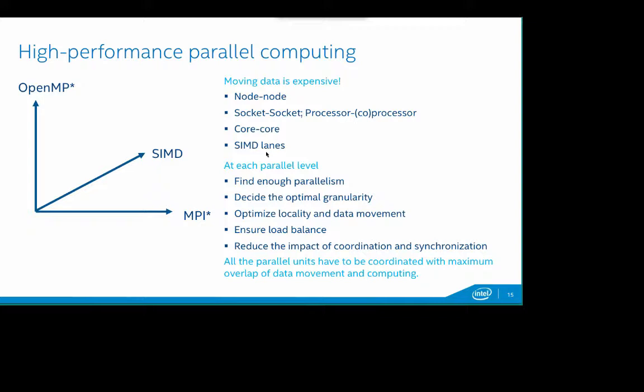Yeah, so high-performance parallel computing today has pretty much three axes: MPI, which stands for the distributed memory part, the cluster part, and OpenMP, using the node part. And of course, now we have an increasing SIMD direction. And we somehow have to deal with these three all the time. So it is a kind of daunting task.